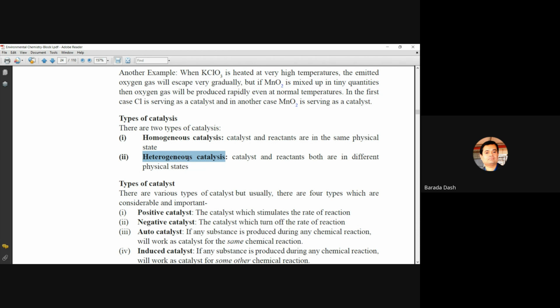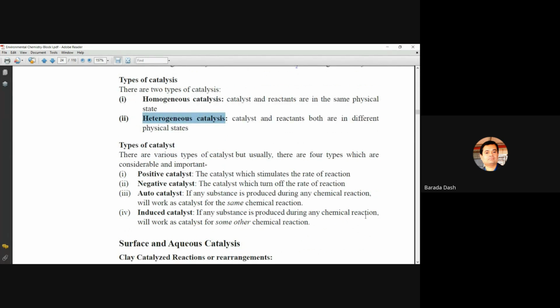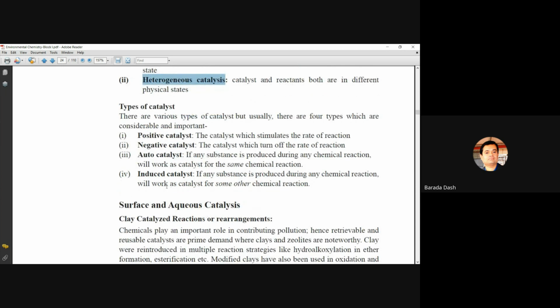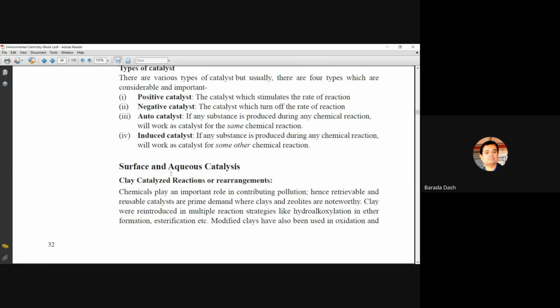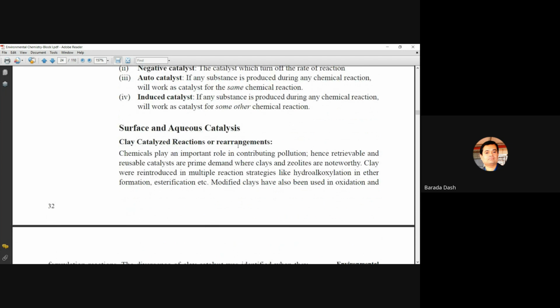There are various types of catalysts, but usually there are four types: positive catalyst, negative catalyst, auto catalyst, and induced catalyst. Then there is surface catalysis, surface and aqueous catalysis, and clay catalyzed reactions or rearrangements. Basically, on the surface of a particular adsorbent like clay, silica gel or charcoal, the reactant is adsorbed, and on the surface of the adsorbent the reaction occurs. So that is called surface catalysis.